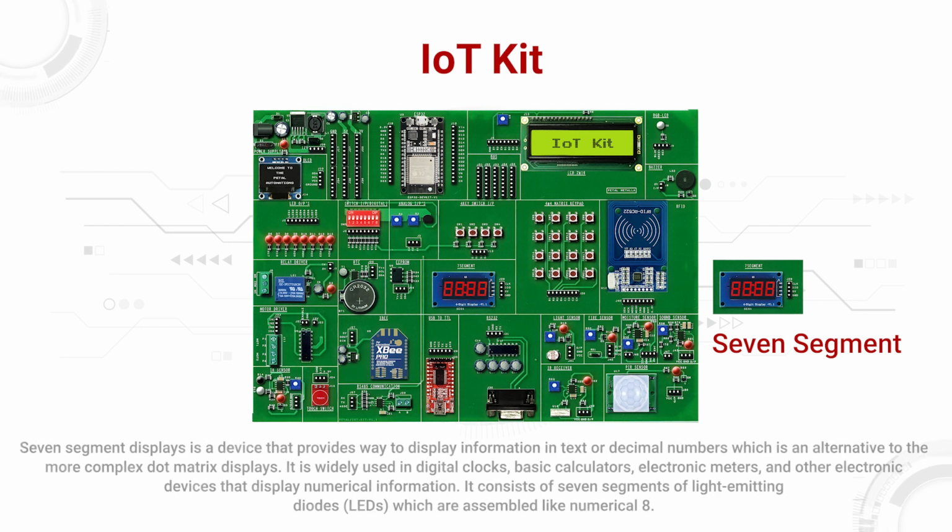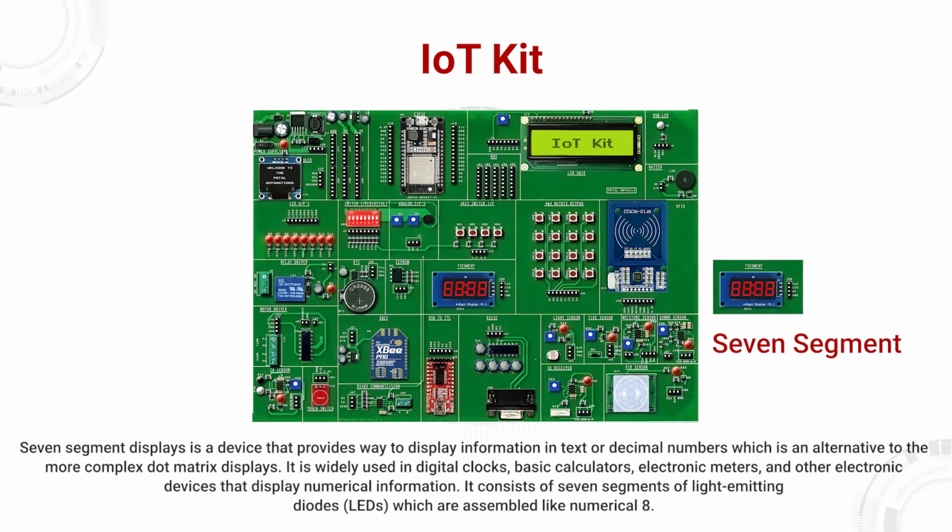A 7-segment display is a device that provides a way to display information in text or decimal numbers, which is an alternative to the more complex dot matrix displays. It is widely used in digital clocks, basic calculators, electronic meters, and other electronic devices that display numerical information. It consists of 7 segments of light-emitting diodes (LEDs), which are assembled like the numeral 8.